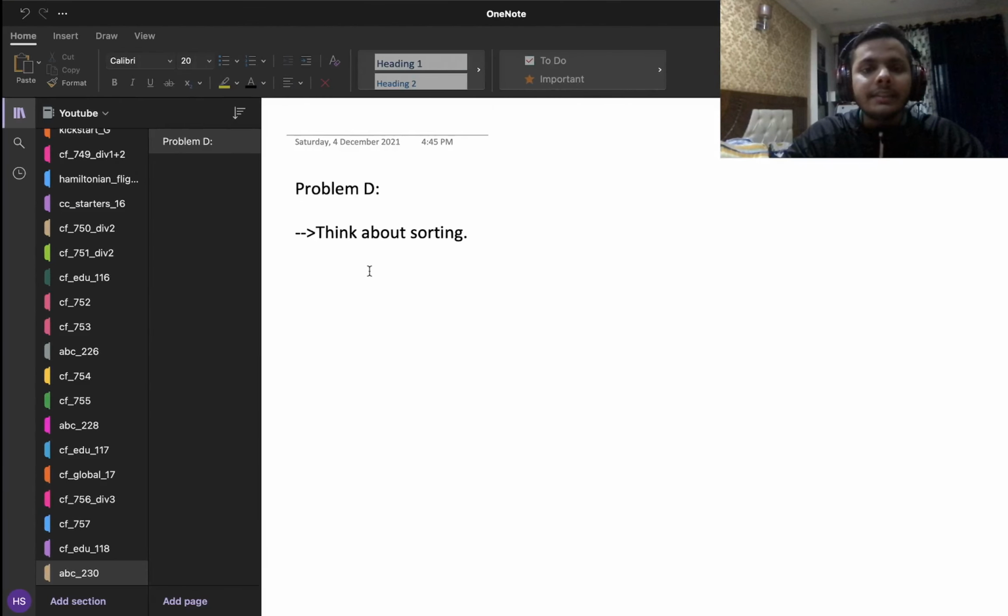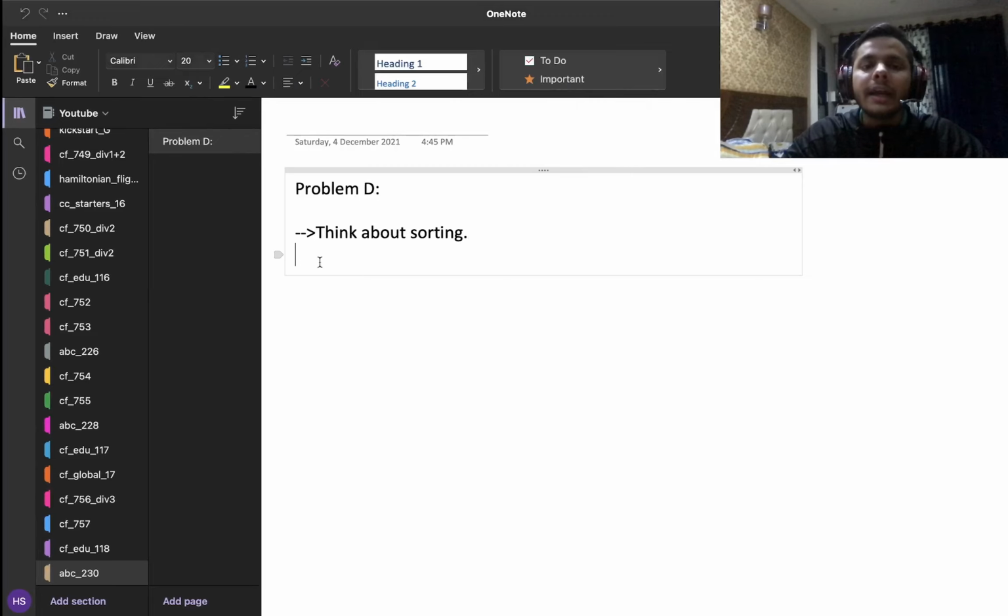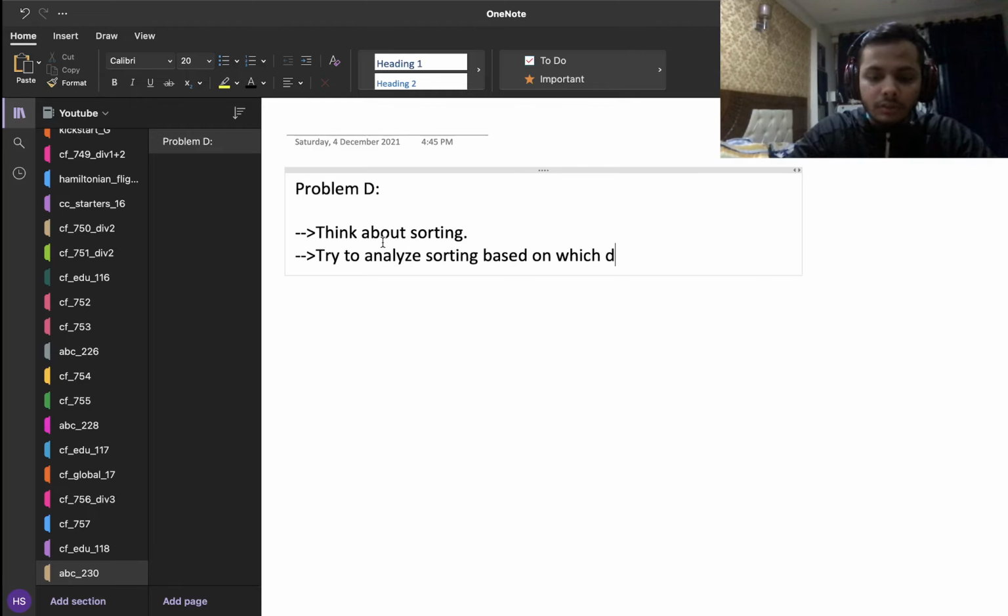So as I said, this is a very typical class of problems, and in such problems, you have to basically decide whether to sort based on L or R. So what you have to do is analyze sorting based on which dimension is going to help in formulating a valid greedy algorithm.